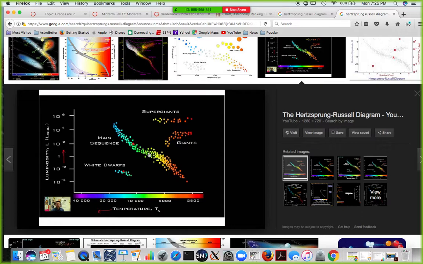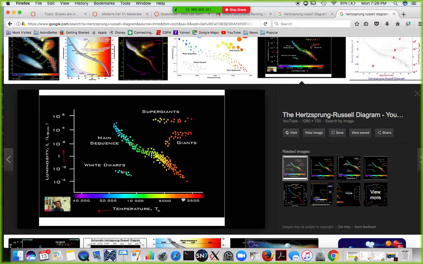Whereas if you go down the HR diagram right here, those are subluminous stars. So they don't put out lots of energy, and they are also cool stars. So how do you build an HR diagram?